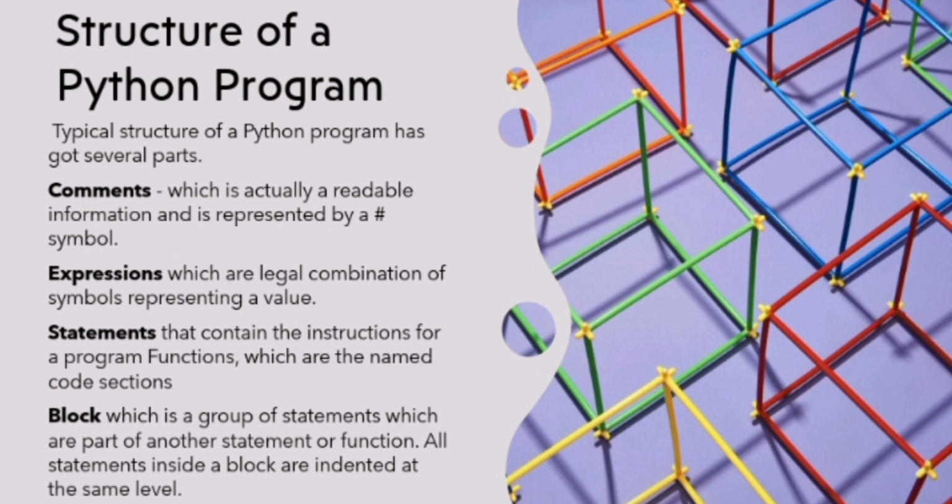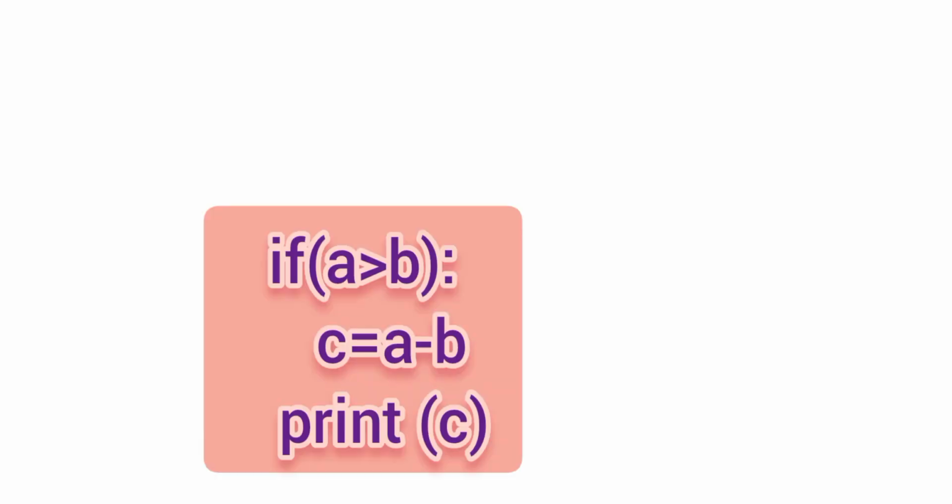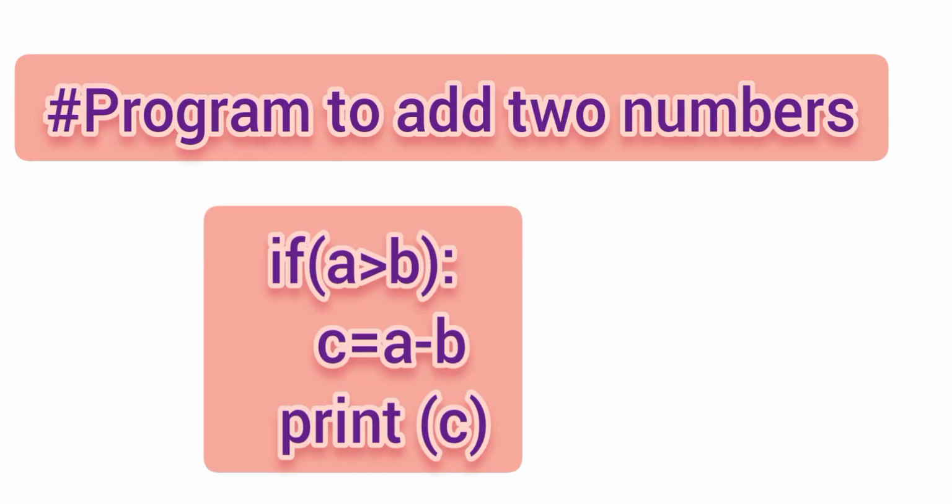As you can see in this example which I have given, I have written hash and then I have written program to add 2 numbers. That hash is actually a symbol for writing a comment. So that is only for your purpose. Then you can see the block. If A greater than B, then I am writing a colon. That becomes the header of that block. Beneath it, I am writing C is equal to A minus B. That becomes an arithmetic expression. And then I am writing print C. That becomes a statement.